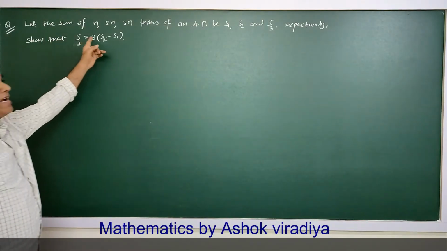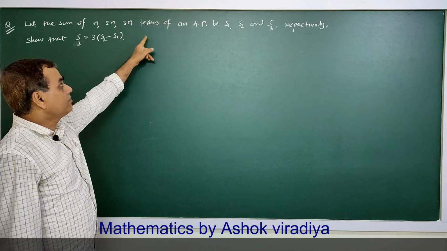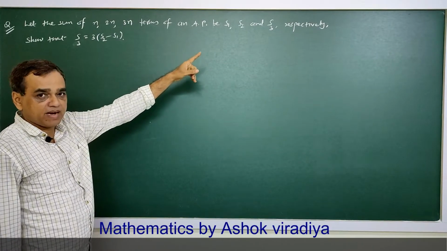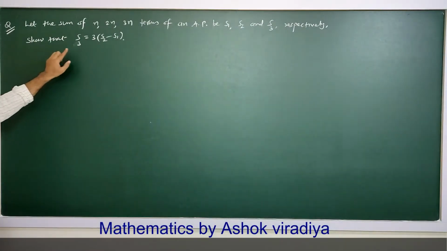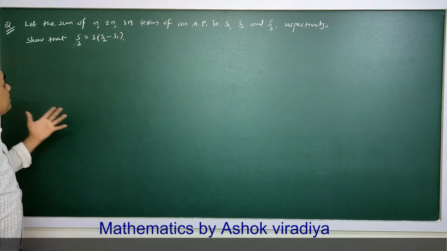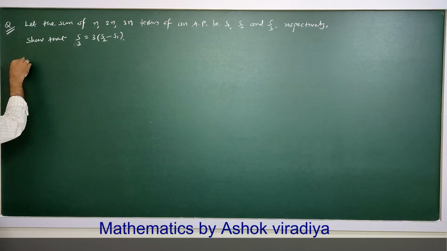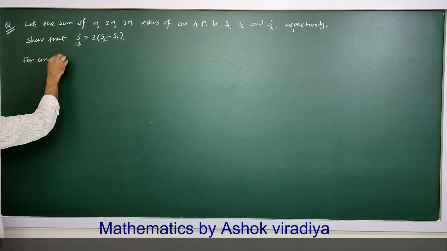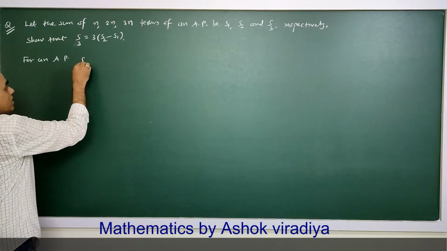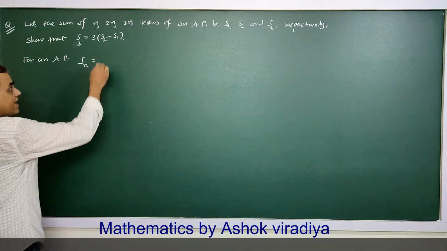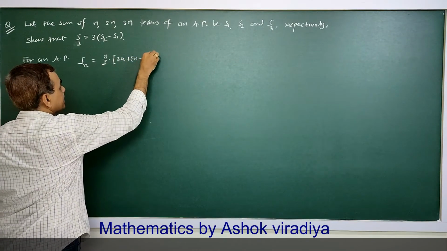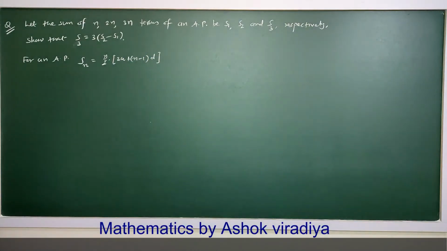Let the sum of n, 2n, 3n terms of an arithmetic progression be S1, S2 and S3 respectively. Show that S3 is equal to 3 times S2 minus S1. Say for an AP, question of AP, formula for sum of first n terms is n by 2 into 2a plus n minus 1 into d. This is the formula to find sum of first n terms.